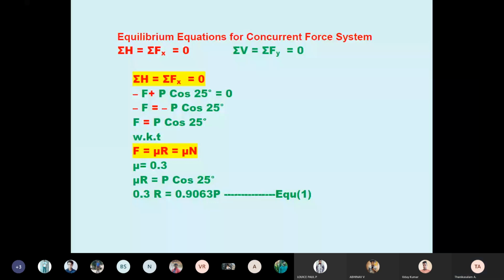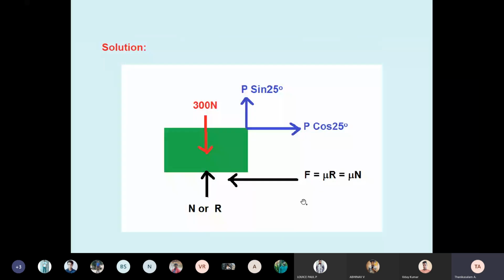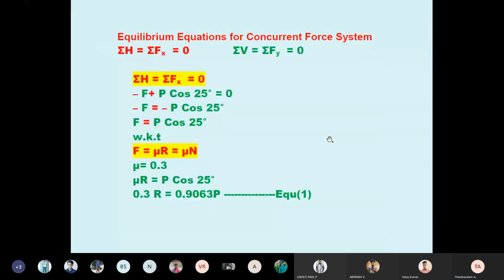See here. The F goes to left side, minus F. The P cos 25 is right side. Therefore, minus F plus P cos 25 equal to 0. Therefore, minus F, you take this plus P cos 25 to the right side, minus P cos 25. Therefore, minus means cancel, no? Therefore, F equal to P cos 25.